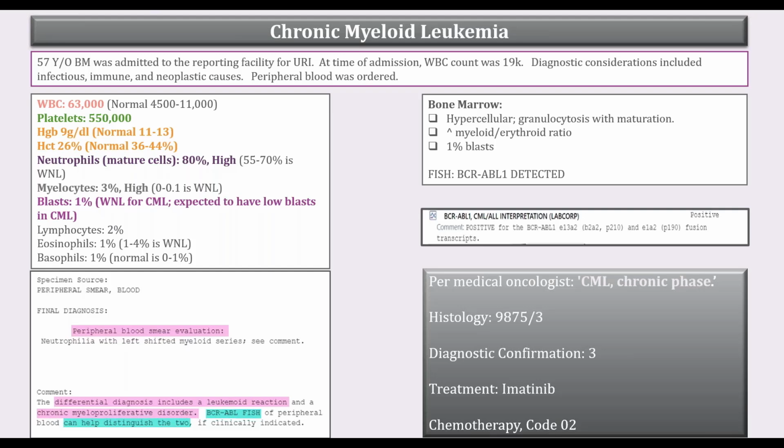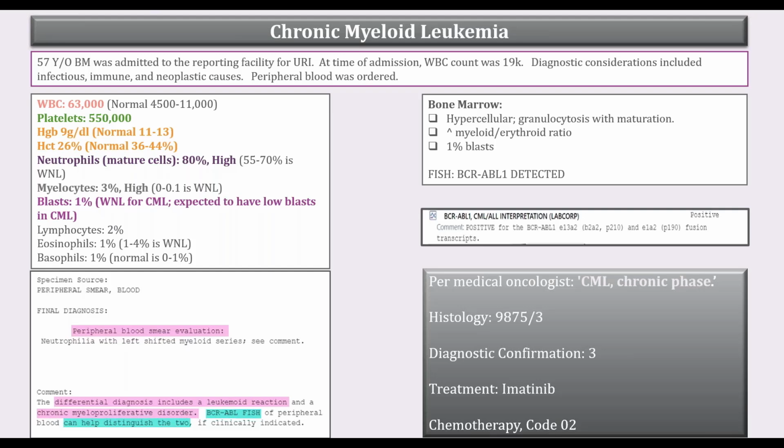So this would be something that you would expect to see again. So we'd expect to see low blasts in a chronic myeloproliferative neoplasm or chronic myeloid leukemia. So that all tracks as well. Lymphocytes are 2%, eosinophils 1%, and the basophils is 1%. So this is also what we would expect to see in a chronic phase CML. So overall, the differential was a leukemoid reaction and chronic myeloproliferative disorder.